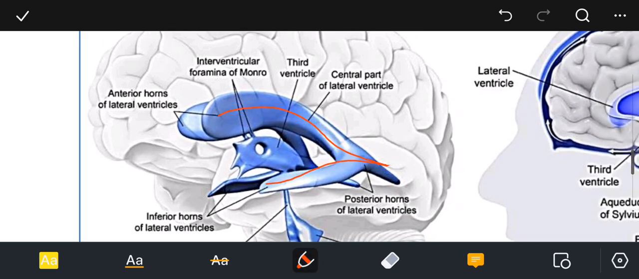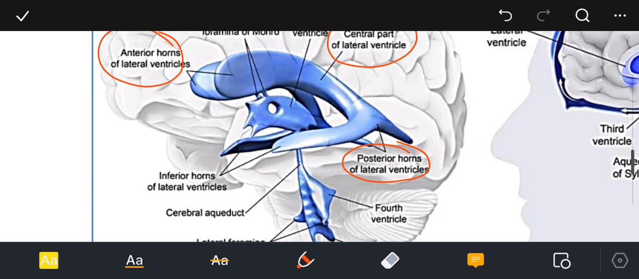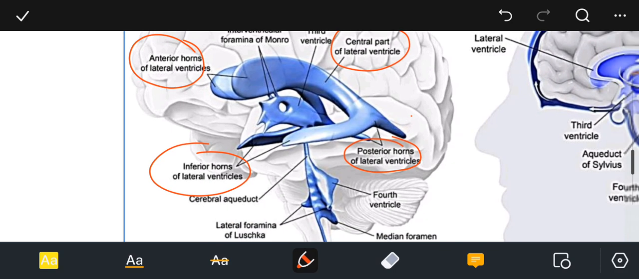These are the lateral ventricles. So these lateral ventricles have anterior horns, a central part, then posterior horns and inferior horns of the lateral ventricle. This is a very gruesome detail and you are not supposed to remember this, but remember that lateral ventricles have a lot of horns, right?